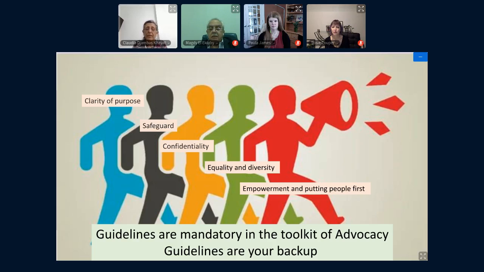And to finish, I will say that to advocate, we need to remember the principles of advocacy: we need clarity of purpose, safeguards, confidentiality, equality and diversity, empowerment, and putting people first. Guidelines are really mandatory in the toolkit of advocacy. They are really your backup when you go to people and discuss with them.